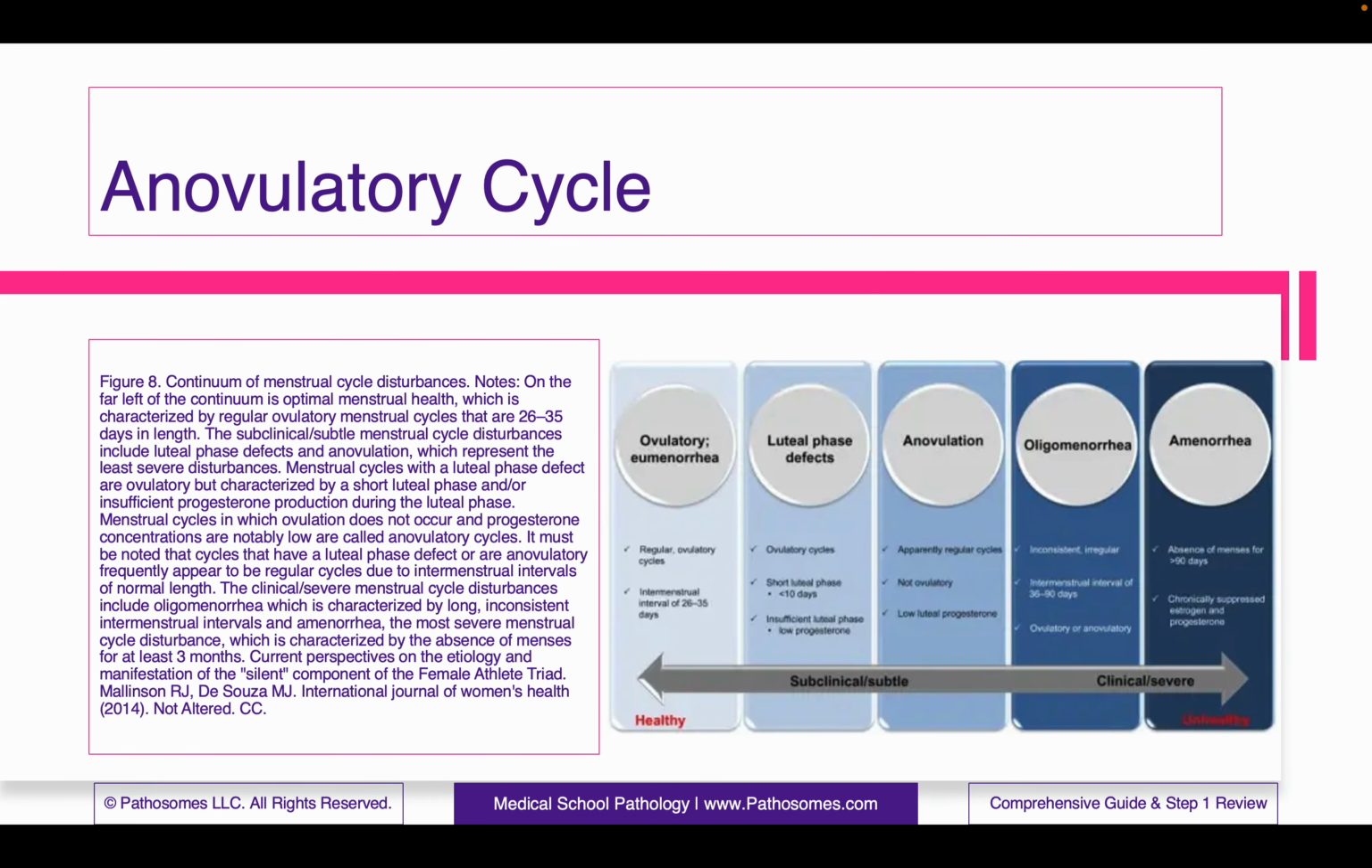And here is a representation of various phases of severity involved in menstrual cycle disturbances, such as amenorrhea, luteal phase defects, anovulation, oligomenorrhea, and amenorrhea. So these are various things that you should have on your differential for the most part.